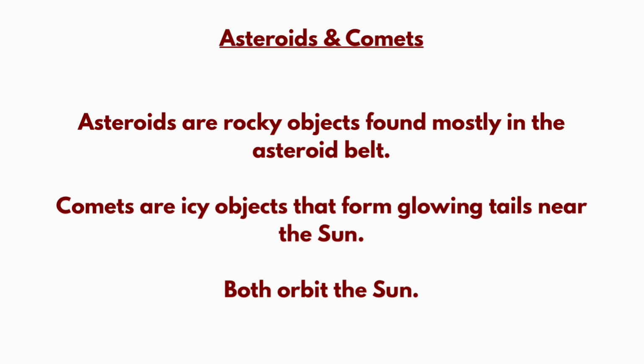Now we will talk about comets. Comets are made of ice, dust and gas. They move around the sun in long, oval paths. When a comet comes near the sun, it forms a bright head and tail. The tail always points away from the sun. So we can say comets are icy bodies that glow near the sun.